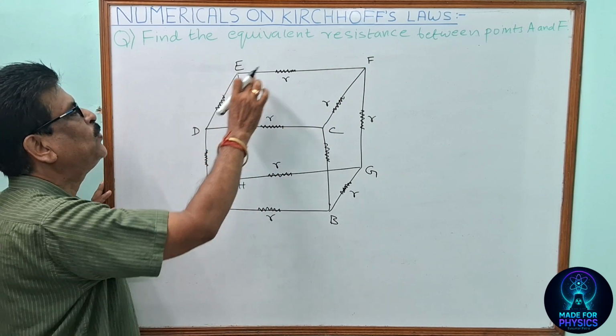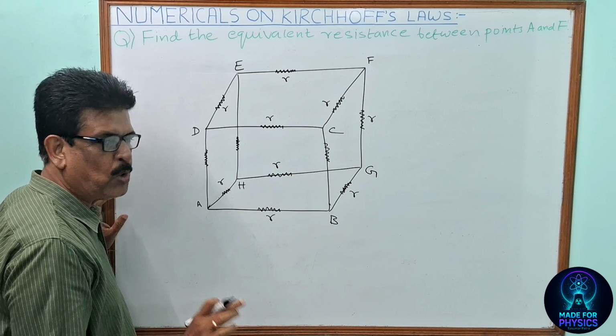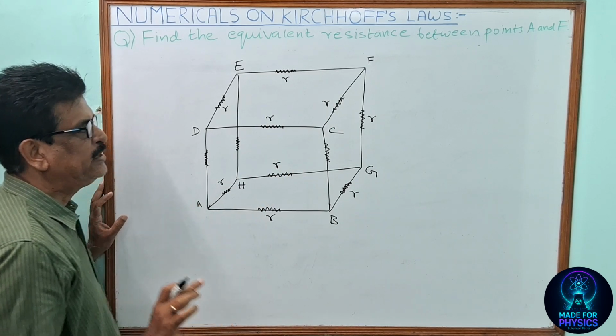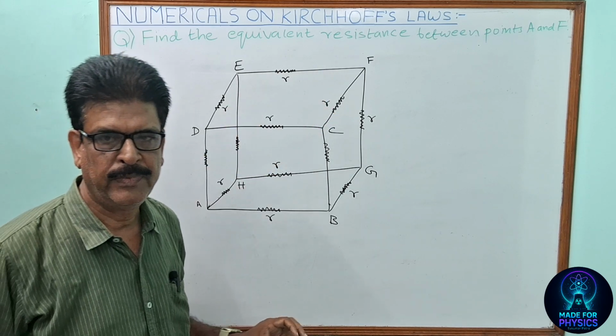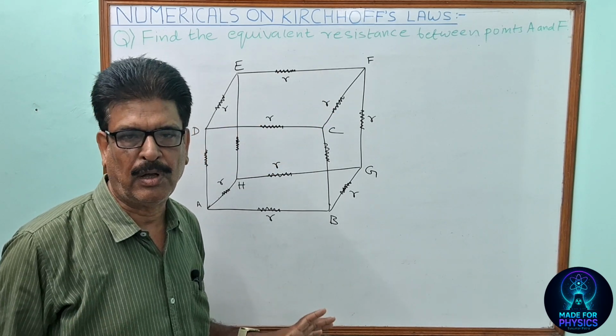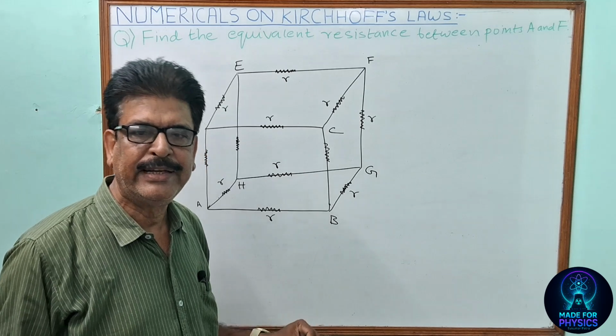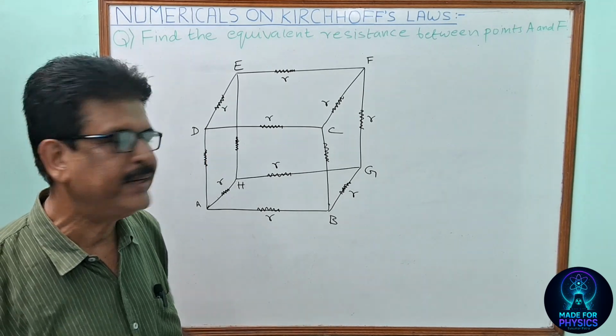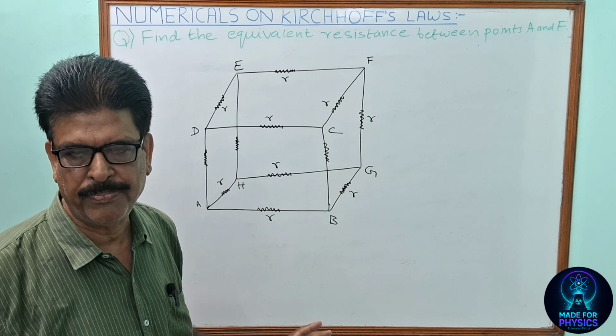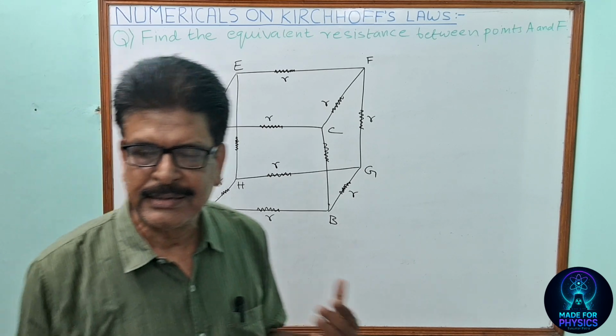Now each one of these wires has a resistance of small r. Here, in order to solve the equivalent resistance between A and F, we'll apply Kirchhoff's law. And in order to apply Kirchhoff's law, there should be some current in the circuit. Without current, you cannot apply Kirchhoff's law. So we have to take the current.